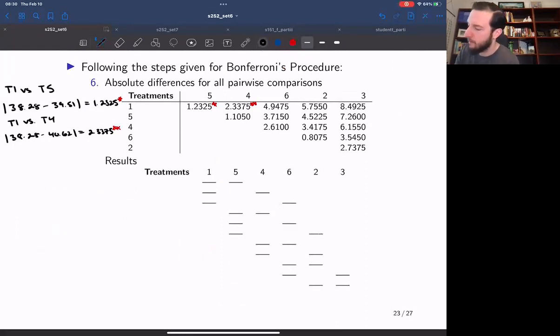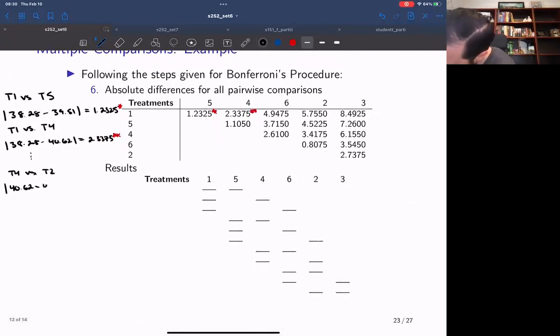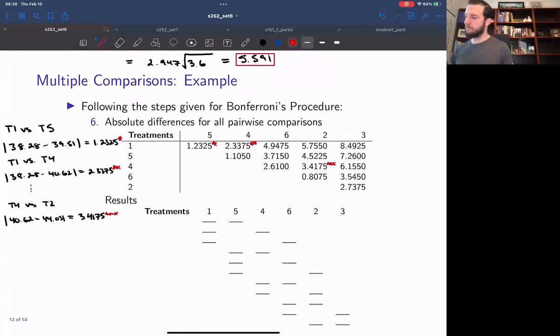Okay. And then one more example. Let's just move it up a little bit. Let's say we do T4 versus T2. Okay, so T4 is 40.62 minus 44.03. And this is going to be the 3.4175, which is this value here. Okay. So these are examples of mean calculations.